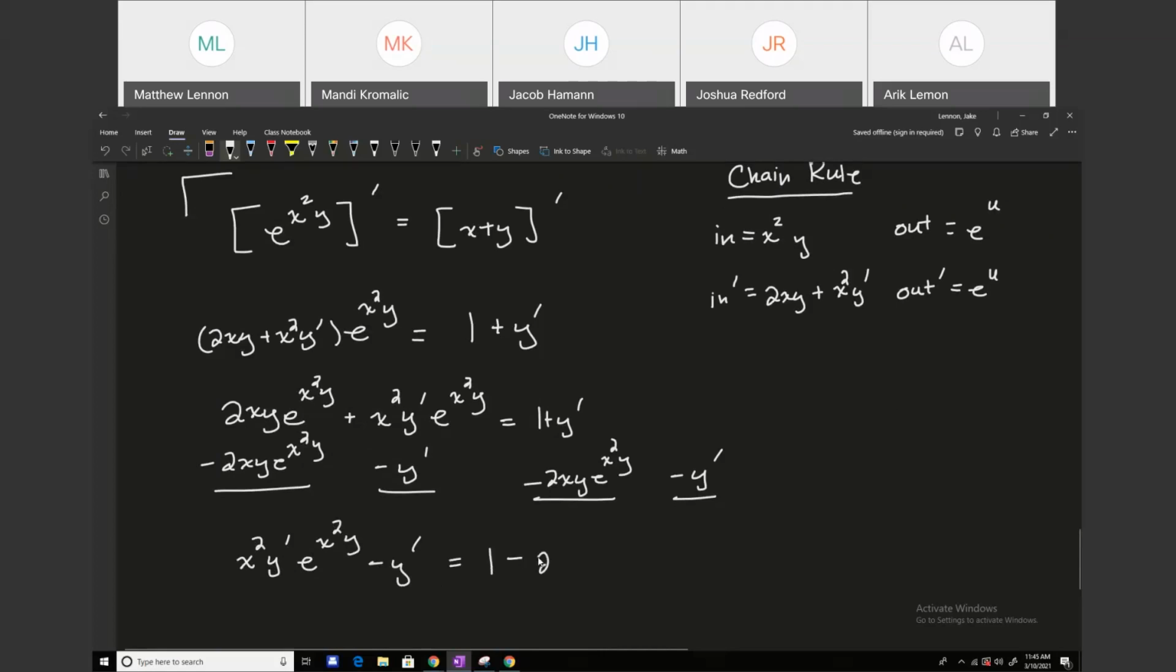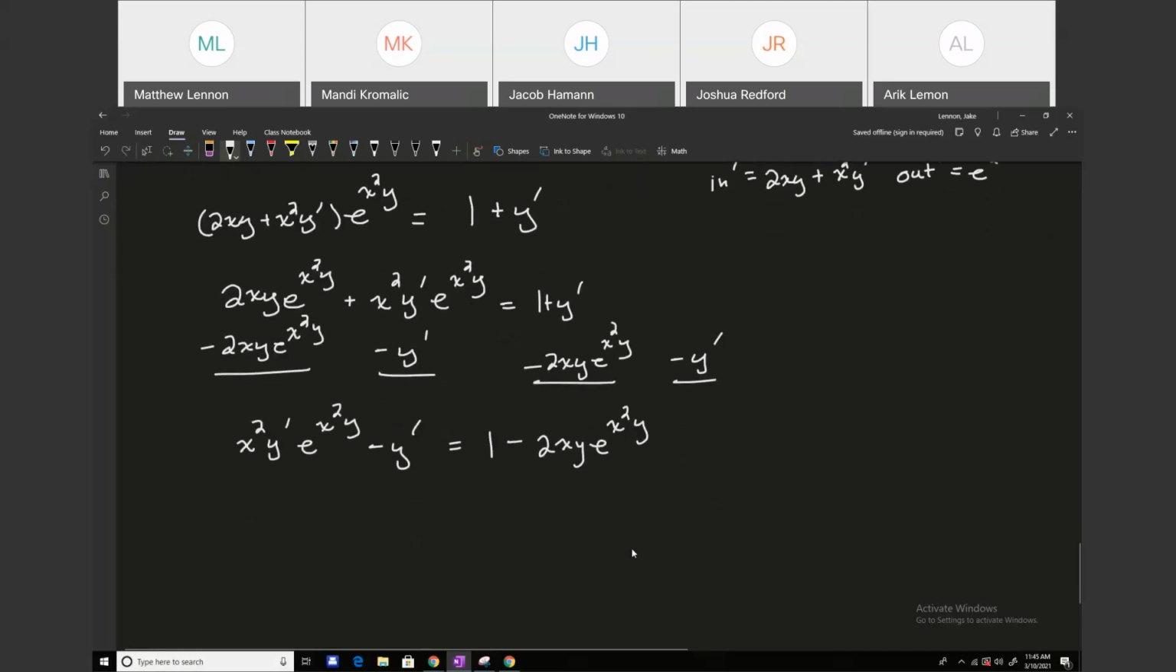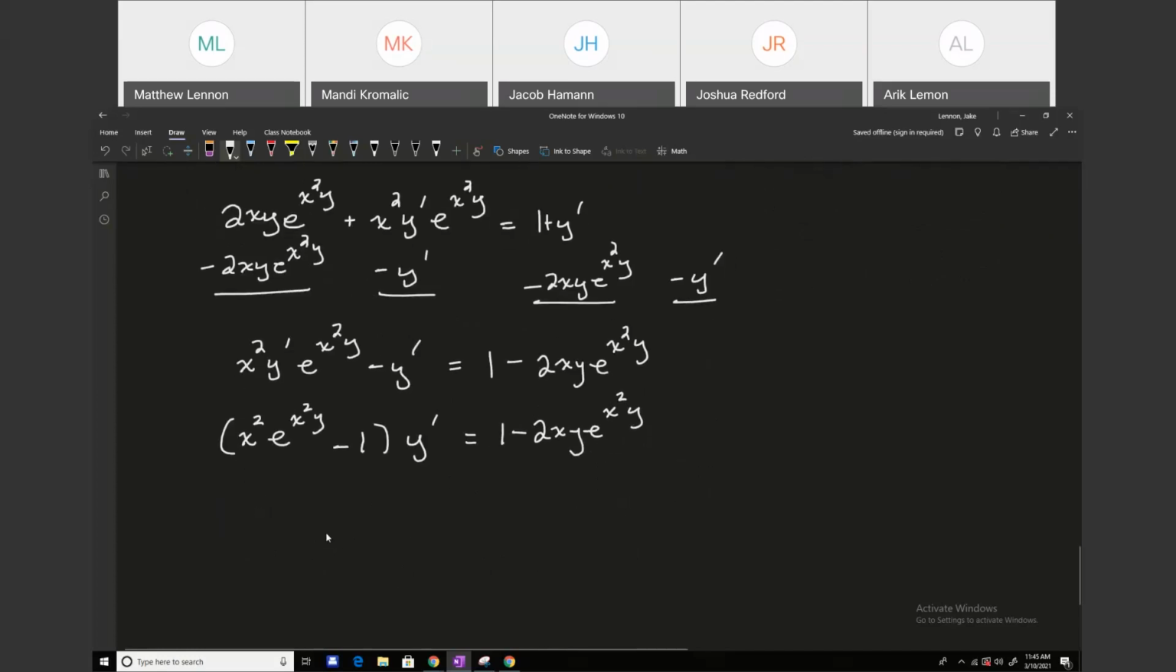So I just have 1 minus 2xy e to the x squared y. So I can factor out my y prime on the left. I have x squared e to the x squared y minus 1 times y prime, and this will equal 1 minus 2xy e to the x squared y. Now all I have to do is divide, and y prime is solved for. So y prime is equal to 1 minus 2xy e to the x squared y over x squared e to the x squared y minus 1.